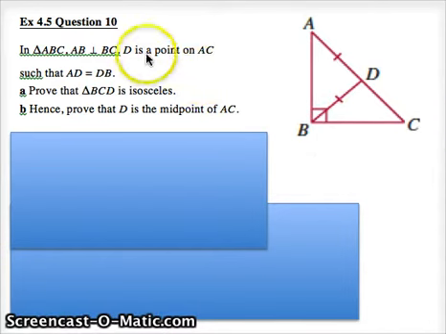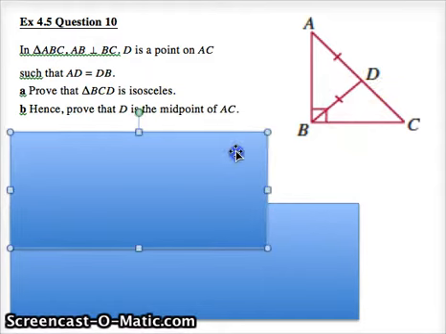We're also told that D is a point on AC. So here's AC, and D is a point on AC just here, such that the length AD is equal to DB. Now the first part of this question, we have to prove that triangle BCD is isosceles. And to do that, we're wanting to show that two of the angles in this triangle are equal.